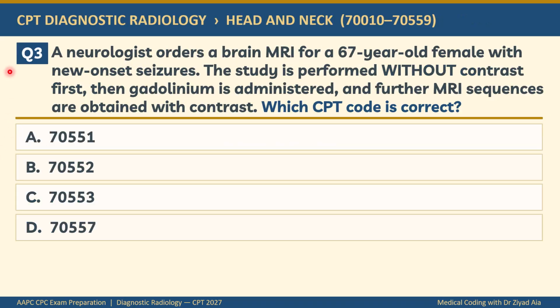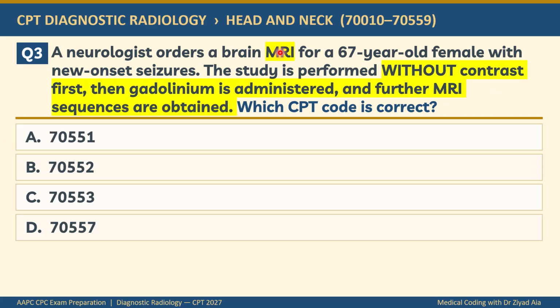Question number 3. A neurologist orders a brain MRI for a 67-year-old female with a new onset seizure. The study is performed without contrast first. Then gadolinium is administered and further MRI sequences are obtained with contrast. Which CPT code is correct? There are 4 answers available. Take your CPT code book and find the answer. So here you have to highlight this is MRI initially without contrast, then with contrast. All answers are adjacent codes, so for the exam you can use the elimination method to find the answer quickly.